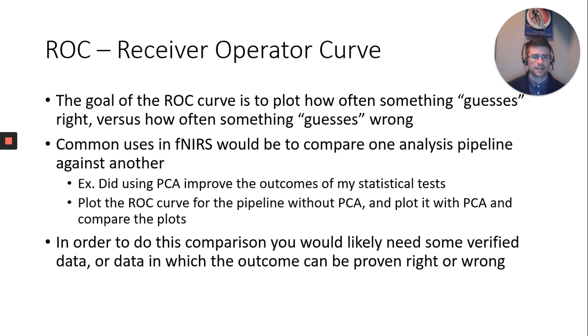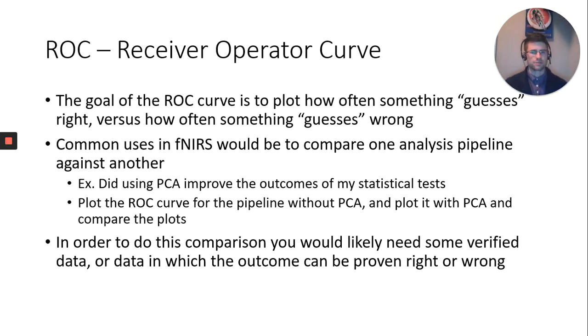So something that has a very high true positive rate versus a very low false positive rate means that you have a very capable or efficient tool. A common use for this in fNIRS would be something like comparing one analysis pipeline to another. So let's say you wanted to see if adding PCA to your pipeline improves your statistical tests. So not necessarily that you get more statistical significance, but you get more correct statistical significance.